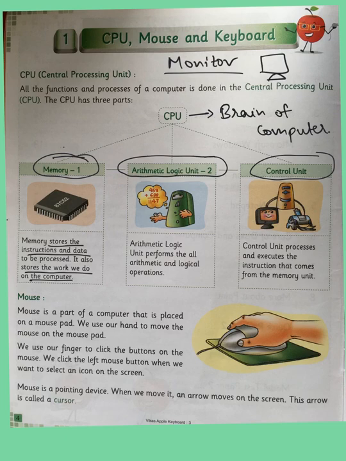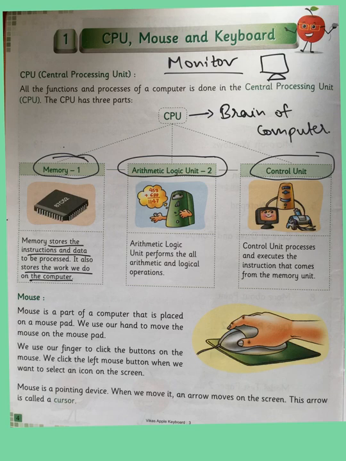Just like how we have a brain that also stores information. For example, if someone asks you, what is your name? You don't have to think what is my name, what is my name. You can immediately tell, my name is so and so, because your name is stored in your brain in the memory section. So similarly, a computer also has a memory which stores the instruction and data, and it also stores the work we do on the computer. The next part is arithmetic and logic unit.